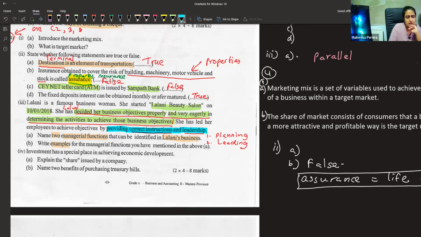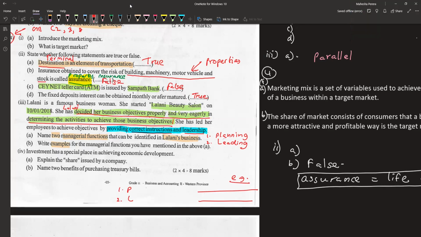Right. So when you answer B, write planning, leading, and here write the particular example. Right? Okay. Now write and finish. I'll give you 1 minute.